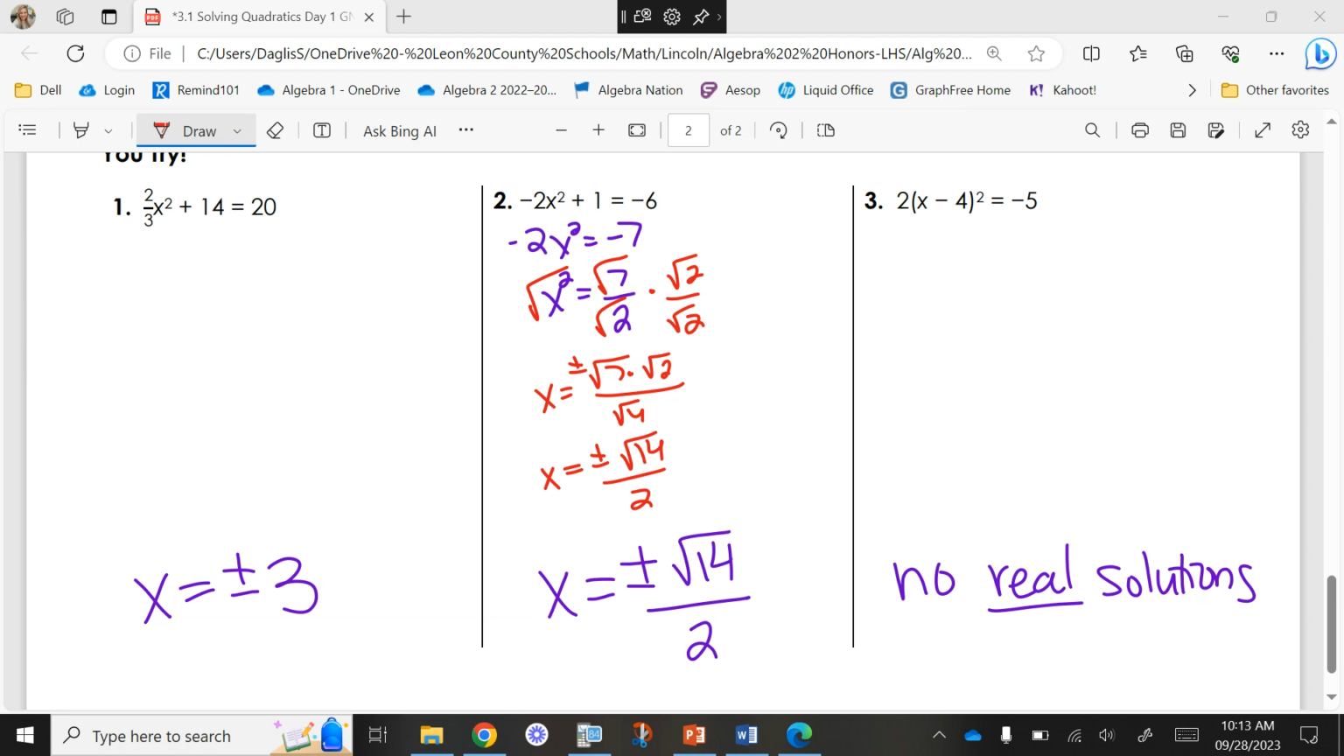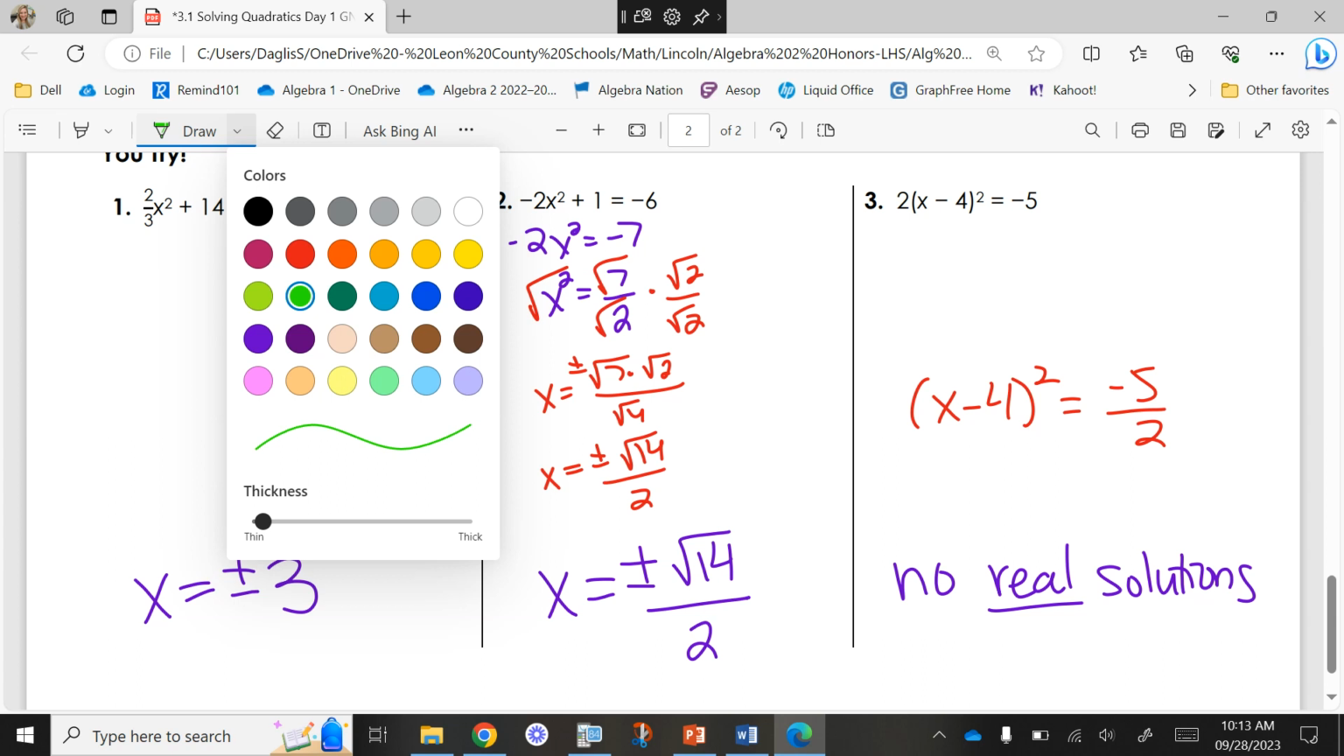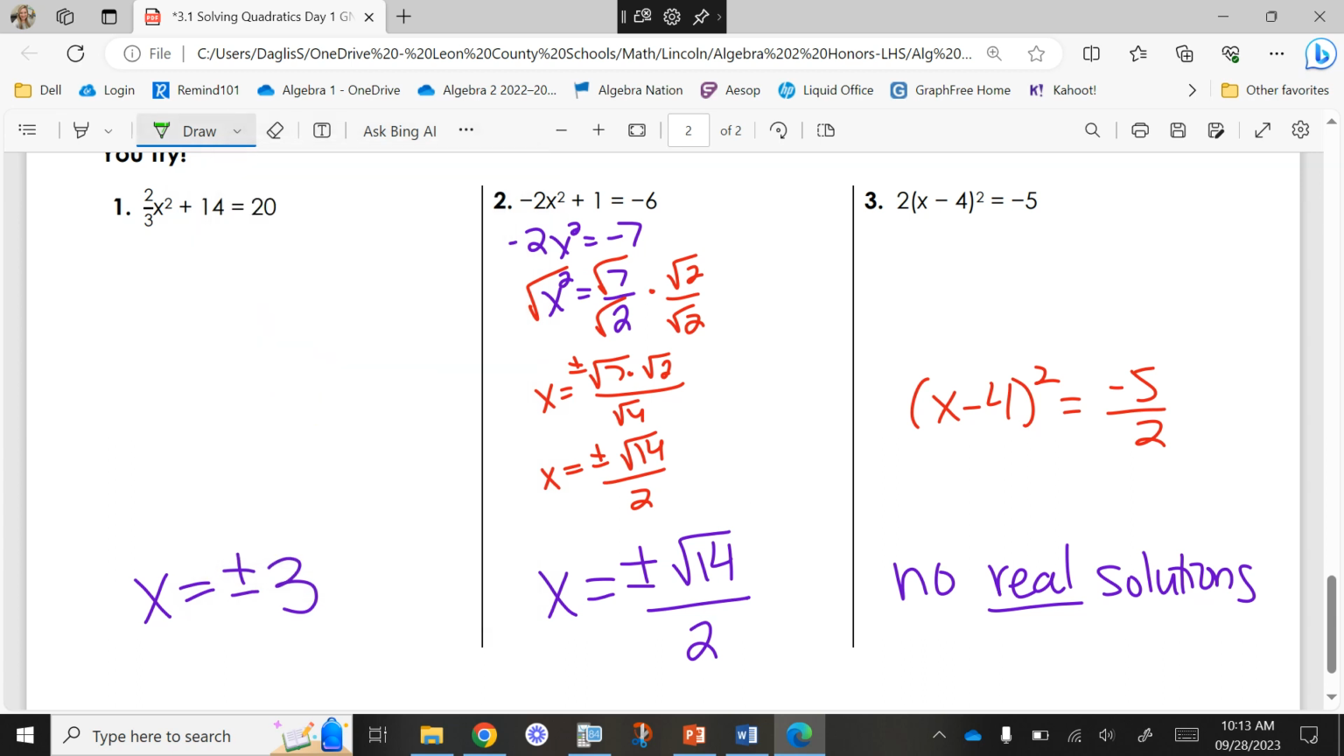Questions about 1 or 3. What ended up making number 3 no real solutions, by the way? What was it? Negative 5 over 2. So at this point, when you have the square root, that's a negative number. That was the problem. When it comes to the step where you have the square root, and that's a negative number, that's when you stop and say no solution.